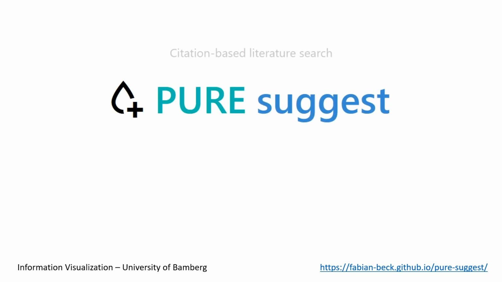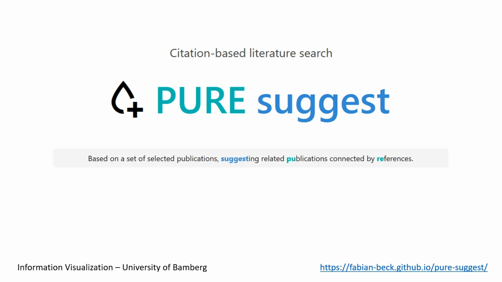This video demonstrates the citation-based literature search system, PUREsuggest. You select some initial seed publications. Then, the system suggests related publications based on the outgoing references and incoming citations of these publications. It is based on public data provided by Open Citations and Crossref.